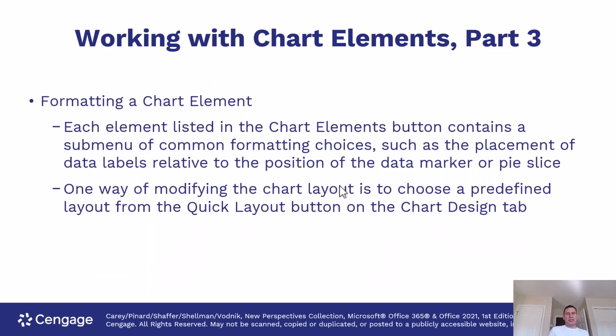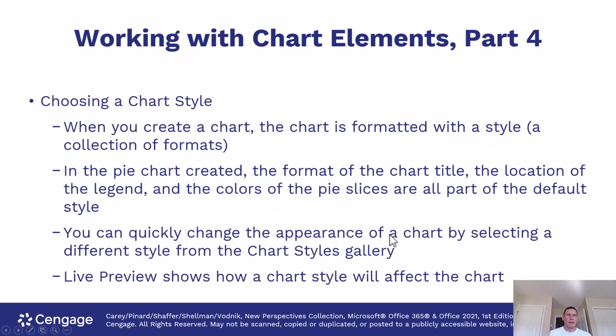All right, so each element listed in the Chart Elements button contains a submenu of common formatting choices, such as the placement of data labels relative to the position of the data marker or the pie slice. One way of modifying the chart layout is to choose a predefined layout from the Quick Layout button on the Chart Design tab. Now, choosing a chart style. When you create a chart, the chart is formatted with a style, a collection of formats.